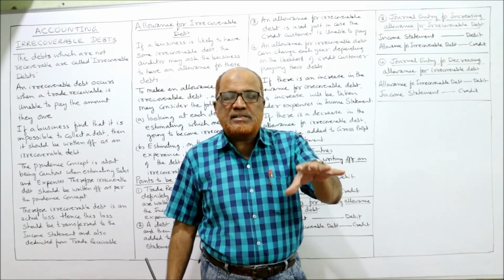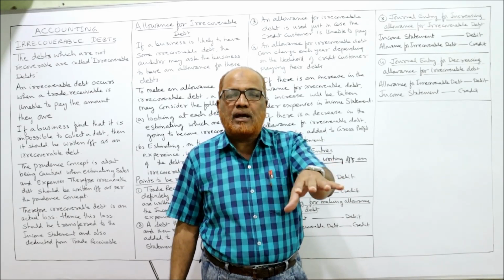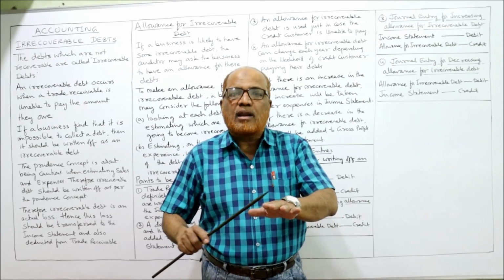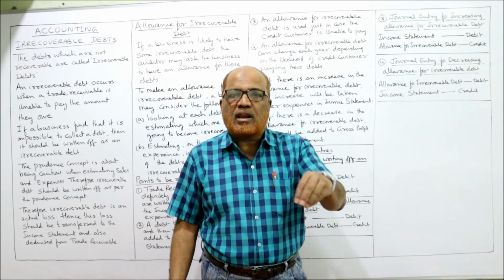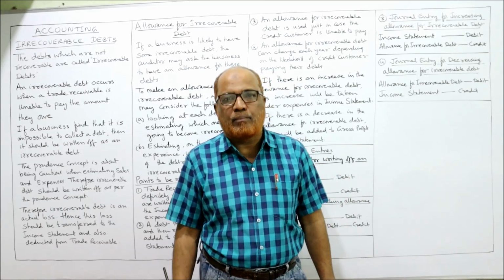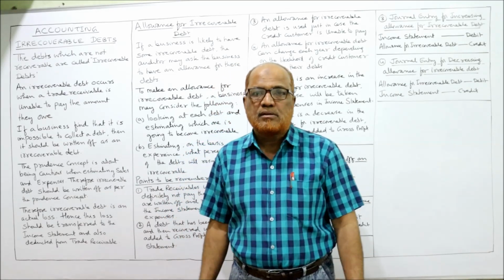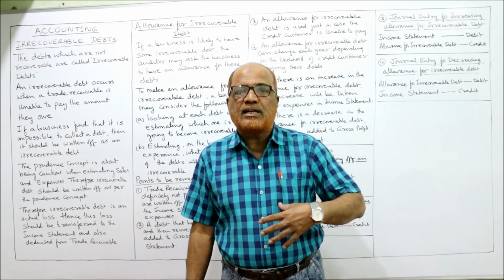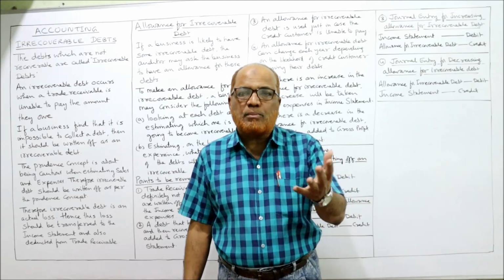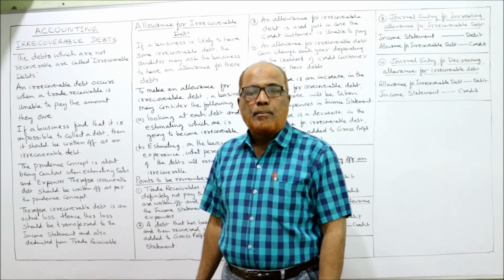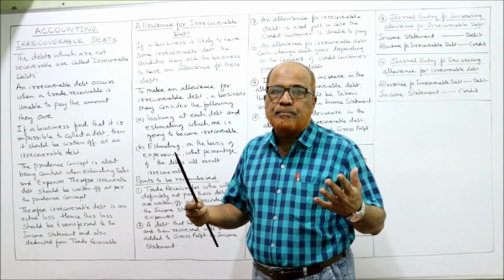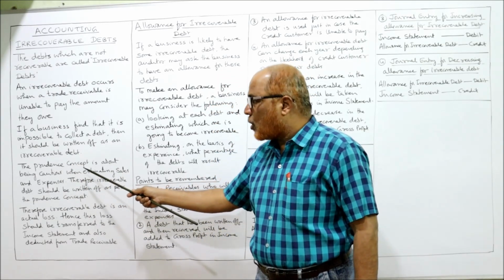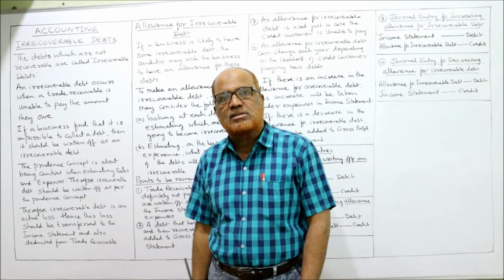If the business feels that it cannot recover the amount from Mr. X, the business will remove the name of Mr. X and write off the debt as irrecoverable. That's a loss to the business, but that is inevitable, because we cannot be sure that each and every customer will pay the amount. Some customers may not pay, may become bankrupt, may become insolvent. Then the prudence concept is about being cautious when estimating expenses and losses.